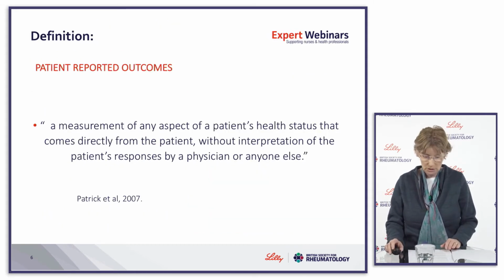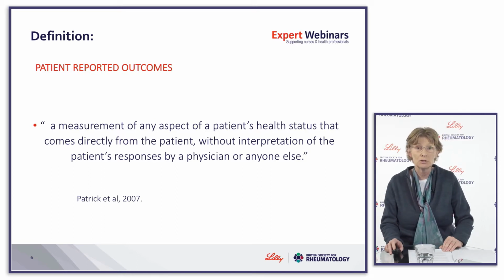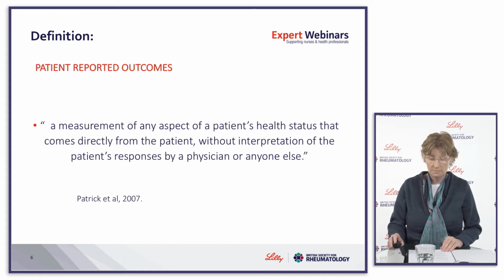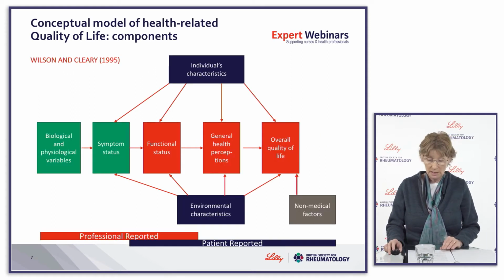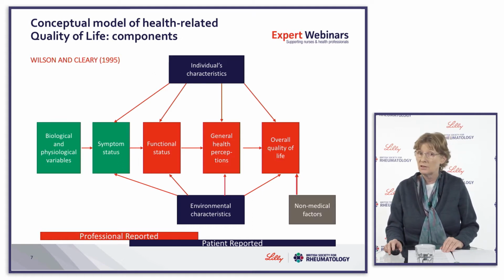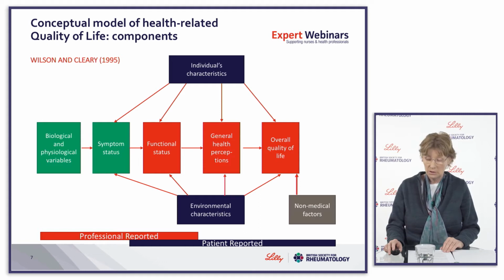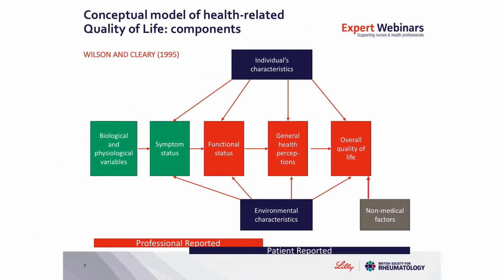So patient-reported measures are a measurement of any aspect of a patient's health status that comes directly from the patient without interpretation of the patient's responses by a physician or by anyone else. And in this model you can see Wilson and Cleary classified measures of health outcomes. As one moves from the left along to the right, you can see the levels range from cellular through to the impact of the health or disease on the individual, to their quality of life and their social environment. And professional-reported outcomes work well for components to the left, and patient-reported outcomes are increasingly helpful to the right.